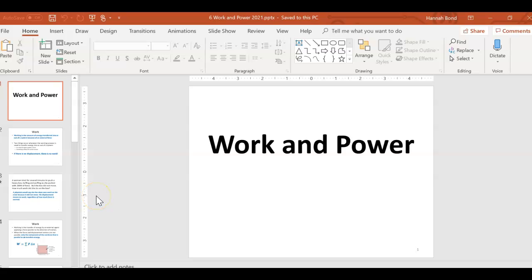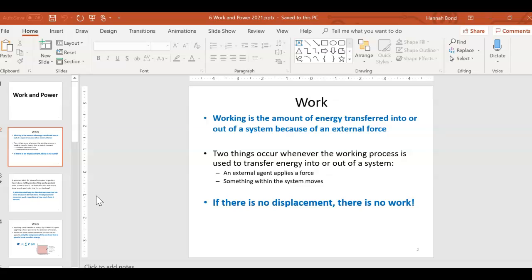This webcast discusses the concept of work. Work is a way of transferring energy into or out of a system because of an external force. And so two things occur whenever work is done on a system. There has to be a force that's applied by an external system, and also something within the system that you're looking at has to move.